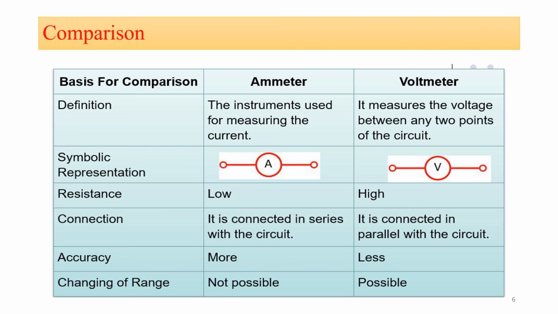Then changing the range. Changing the range of the ammeter is not possible, but changing the range of the voltmeter is possible. What is changing the range? Suppose we are calculating the voltage across the resistance, then several ranges are available on your analog voltmeter, for example 0.5 volt to 1 volt, similarly 1 volt to 2 volt, 2 volt to 3 volt. These ranges are available on your voltmeter. That's why changing the range is possible on a voltmeter, but in the case of an ammeter it is not possible. So this is the comparison between the analog ammeter and voltmeter. Thank you.